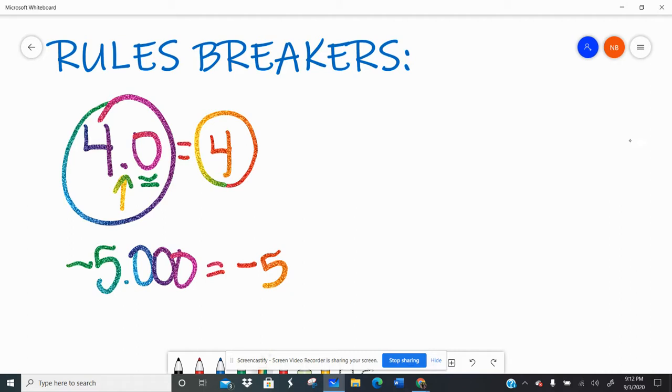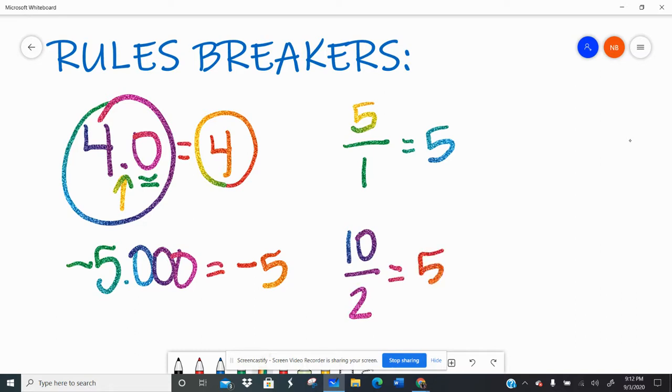Our fraction rule breakers are not mixed numbers, but improper fractions that equal a whole number. So like 5/1, 5 divided by 1 is 5. So that would be a rule breaker, right? It's a fraction, but it's also an integer. Like 10/2, I just have 5 stuck in my mind, right? Is 5. So that makes it an integer. So it would be a rule breaker.